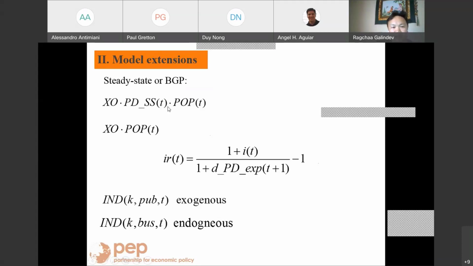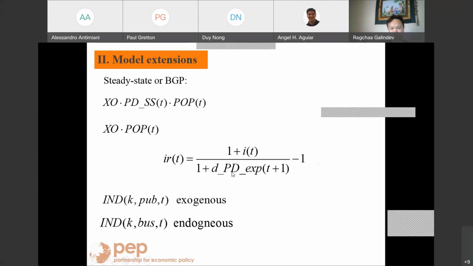And in the steady state, or balanced growth path, these are the nominal variables. They're going to grow with the population growth, the population index, and the domestic price index in steady state. These are the real variables. And this one is the real variable. This is the population growth rate.